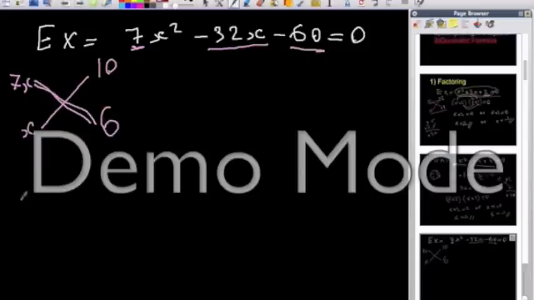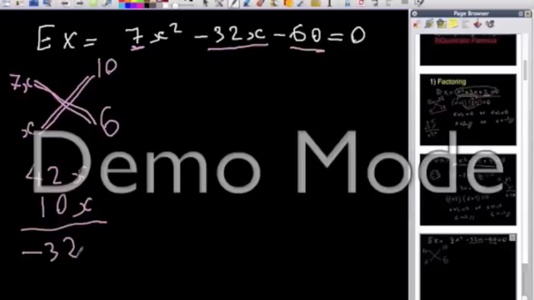6 times 7 is 42x, and 10 times x is 10x. And we need to figure out the signs now. If we put minus here and minus here, that would give us 52. No, we do not want 52. So how about if we put a plus here? Yes, we would get negative 32x. Okay, now let's put the plus here and the minus here.